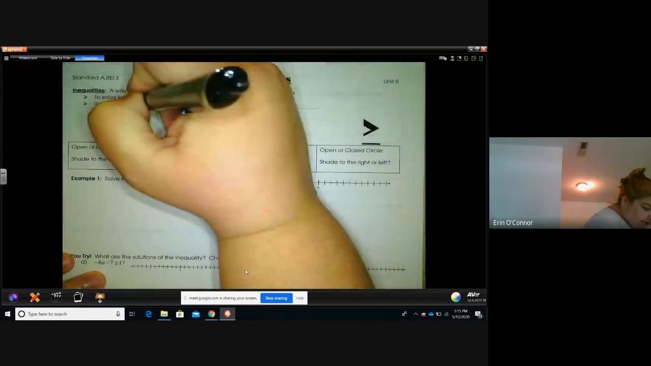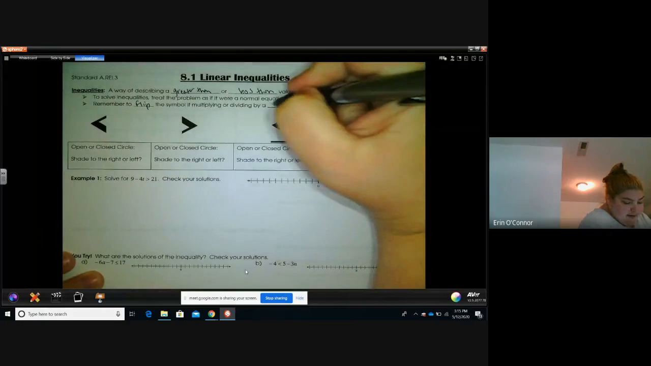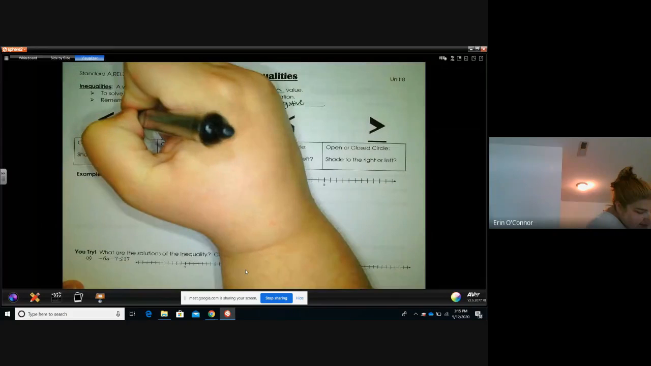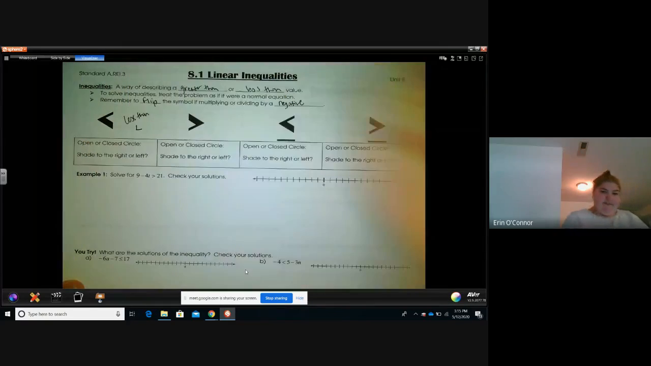To solve inequalities, treat the problem as if it were a normal equation. Remember to flip this symbol if multiplying or dividing by a negative. This is only when you multiply or divide. Don't worry about adding or subtracting. So this symbol right here is less than. I remember because this almost looks like an L.